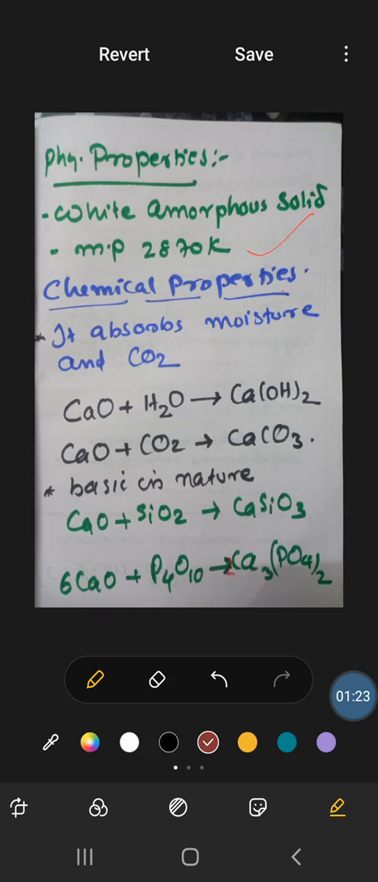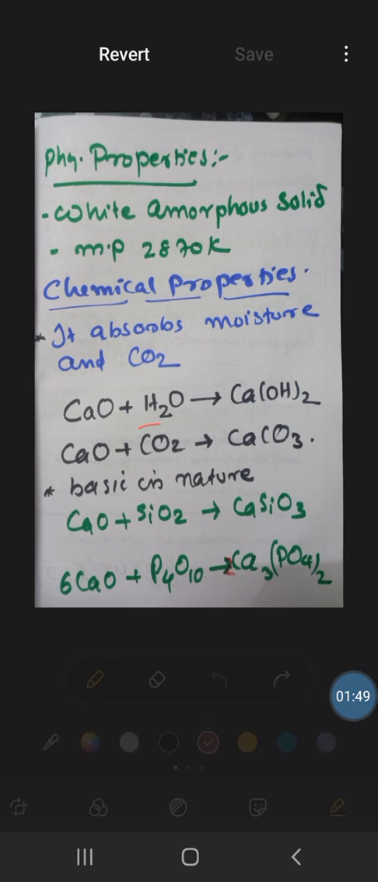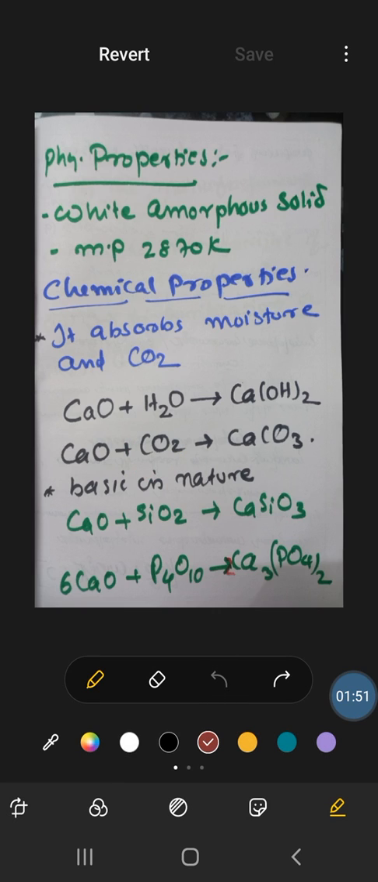Now look at the chemical properties of calcium oxide. Calcium oxide absorbs moisture and carbon dioxide. So it can absorb moisture, water and carbon dioxide. If it absorbs moisture, calcium hydroxide is formed. CaO plus H2O gives Ca(OH)2. And if calcium oxide absorbs carbon dioxide, then calcium carbonate is formed. CaO plus CO2 gives CaCO3.